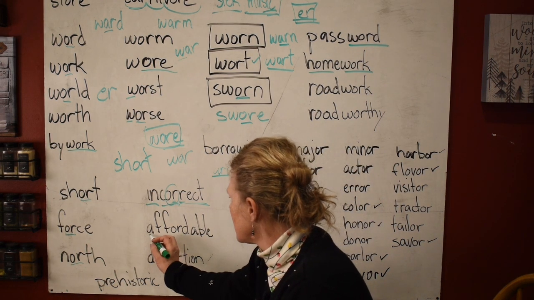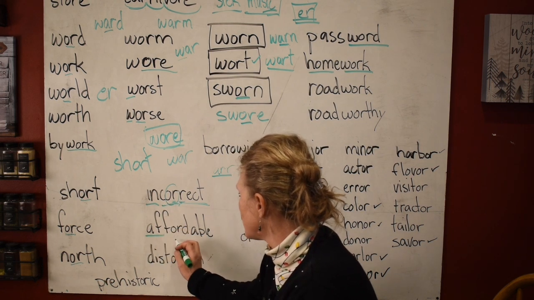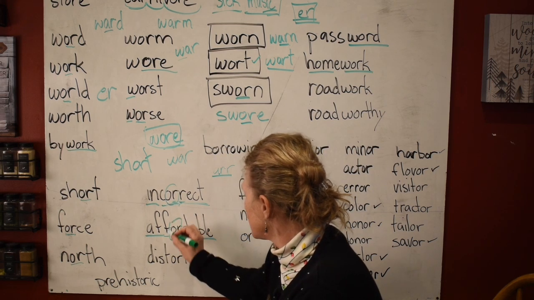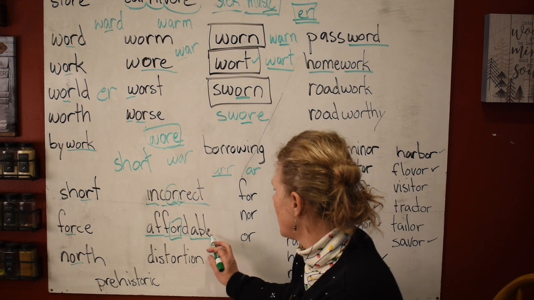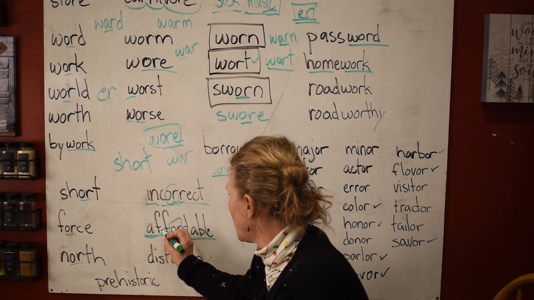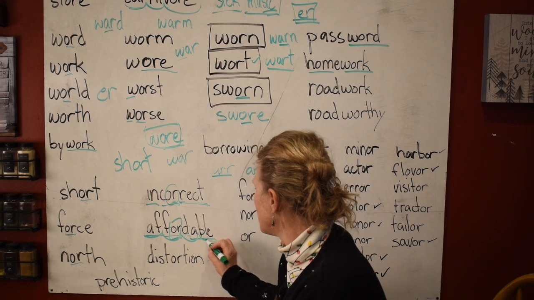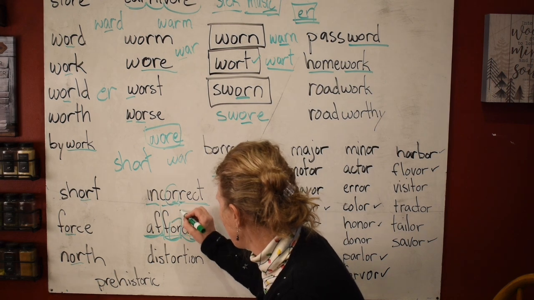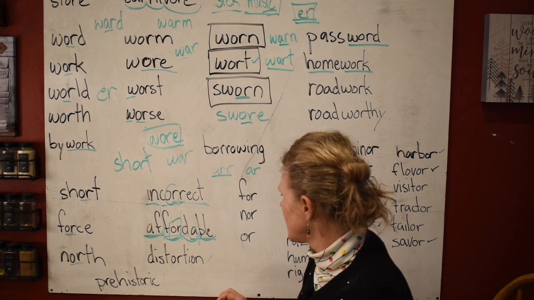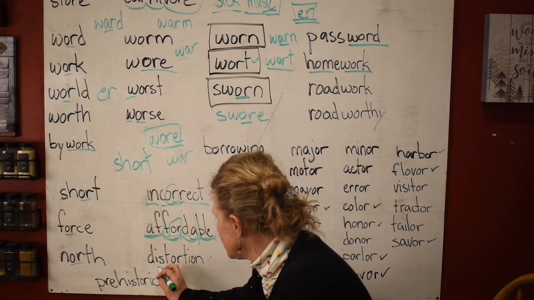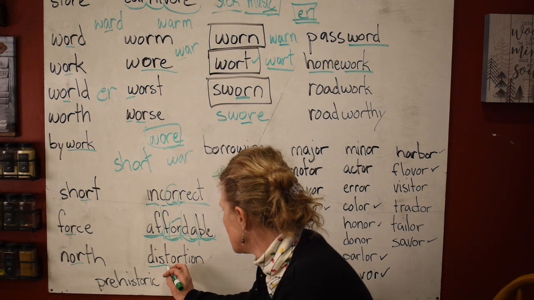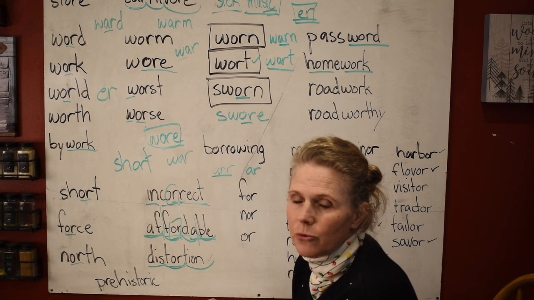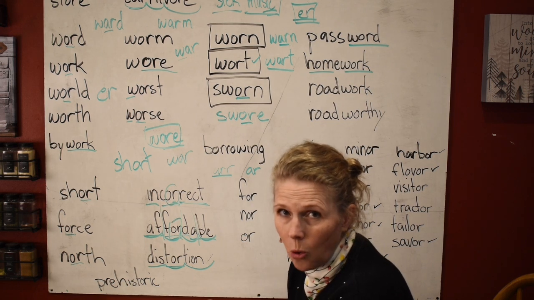Now, right here, this is also a Latin root, fordable. Now, we have O-R in the middle, affordable. Actually, it breaks like this, affordable. That's actually how it totally breaks. It breaks here, affordable. Same here, distortion. See how it's in the middle of a word? You're going to read it "or" and spell it O-R.